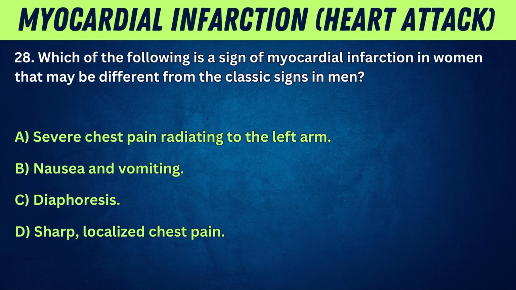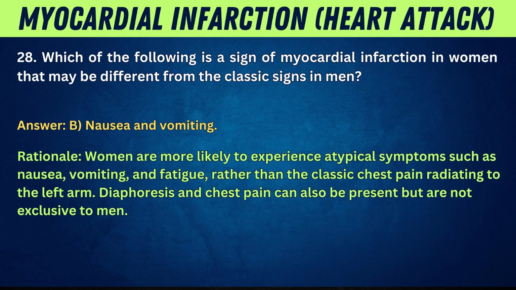28. Which of the following is a sign of myocardial infarction in women that may be different from the classic signs in men? A. Severe chest pain radiating to the left arm. B. Nausea and vomiting. C. Diaphoresis. D. Sharp, localized chest pain. Answer. B. Nausea and vomiting. Rationale. Women are more likely to experience atypical symptoms such as nausea, vomiting, and fatigue, rather than the classic chest pain radiating to the left arm. Diaphoresis and chest pain can also be present but are not exclusive to men.